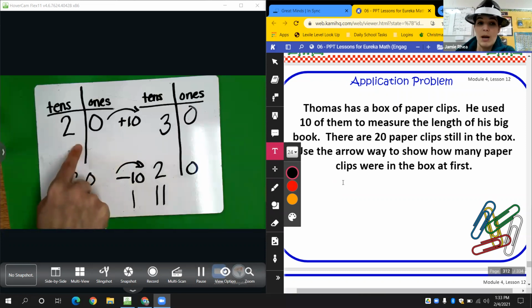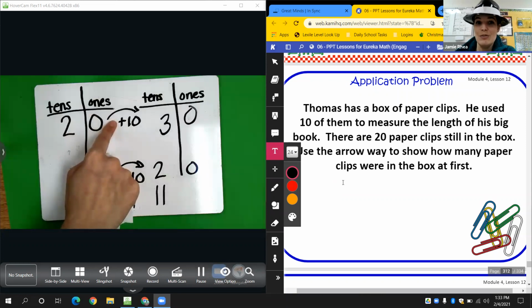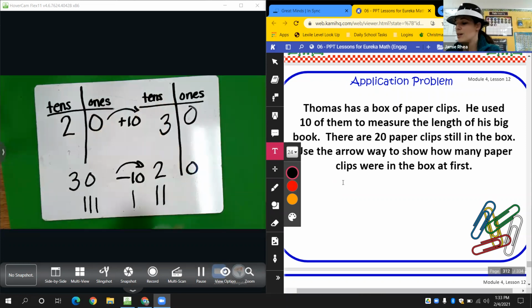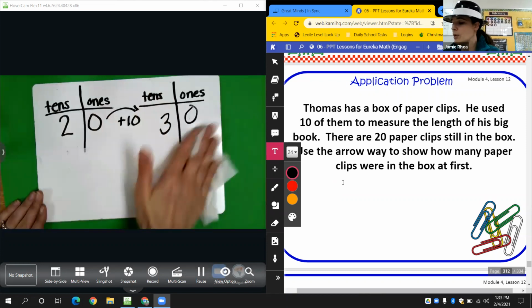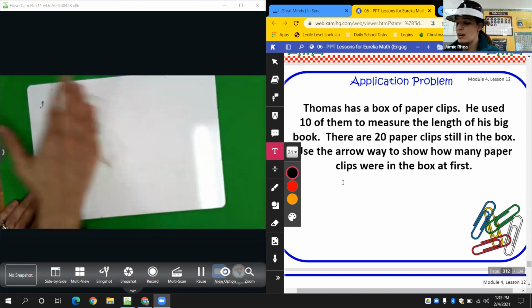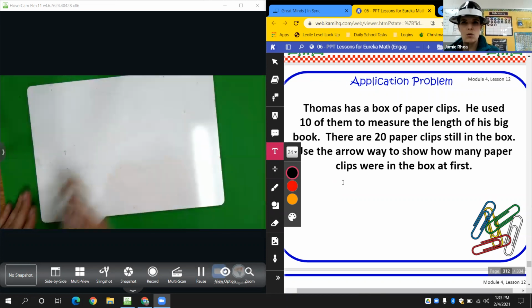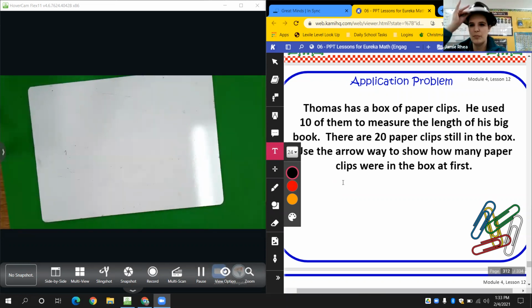So this way we just did it backwards. We had 20 left in the box. We added the 10 back that he used, and we had 30 to begin with. Again, that one was a little tricky, a little complicated, but we will get there. Like I said, we haven't done a whole lot with the arrow way, so we'll keep working on that.